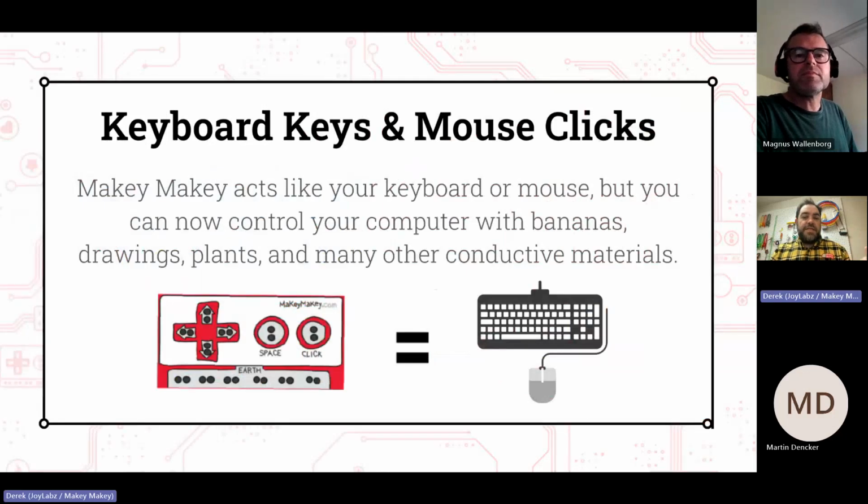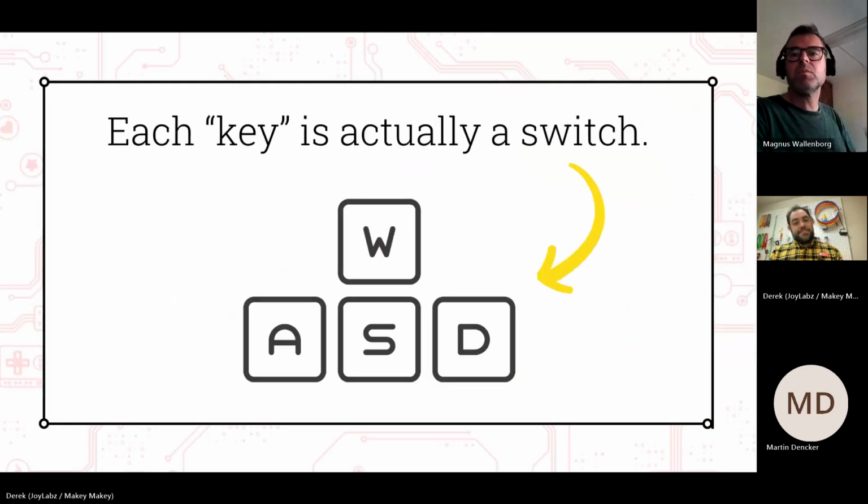So again, keyboard keys and mouse clicks, Makey Makey acts like your keyboard and mouse. So when you plug it into your computer, it actually shows up as an external keyboard and mouse. But instead of your spacebar or arrow keys that you would use on a keyboard, you can explore and use different materials and different circuits to invent your own spacebar or arrow keys.